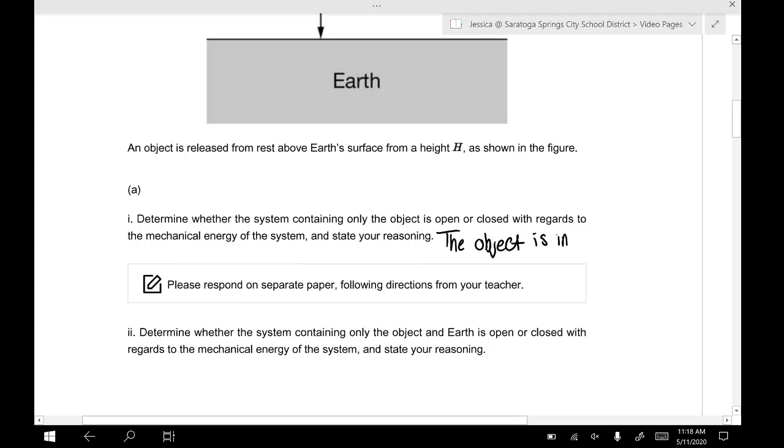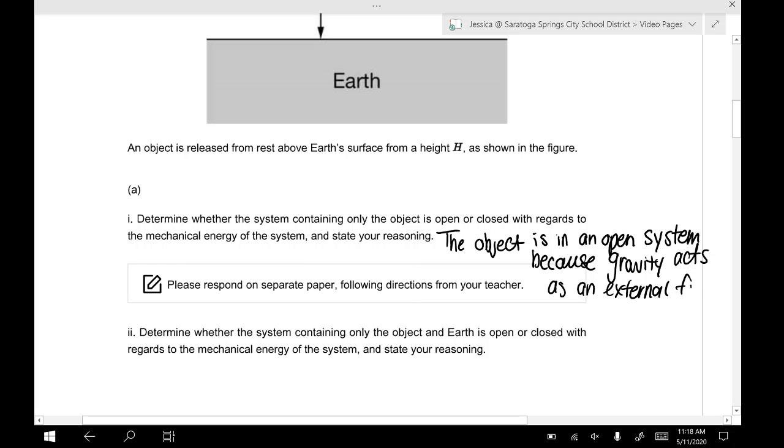the object is in an open system because gravity acts as an external force. Okay? So remember, open systems have external forces, closed systems do not.